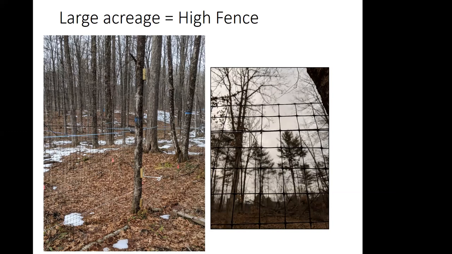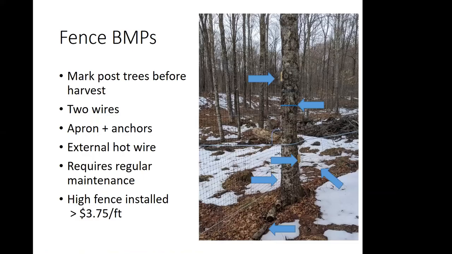We put up a 7.5-foot mesh with a 1-foot apron on the bottom, and you can see in the picture on the left, there's an offset strand that's electrified about 30 inches off the ground. There's lots of BMPs to think about. I don't have time to go into these. If you're interested in putting in one of these higher fences, let me know. The cost to install it was about $4 a foot.